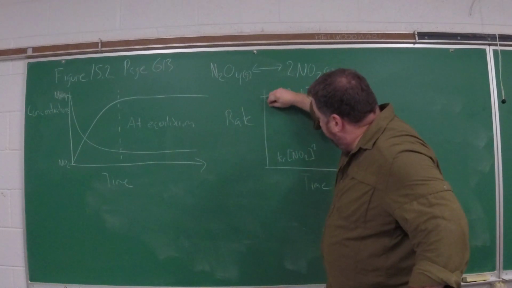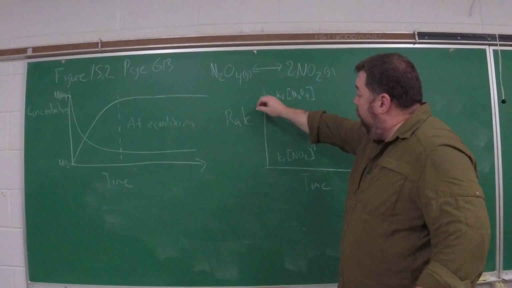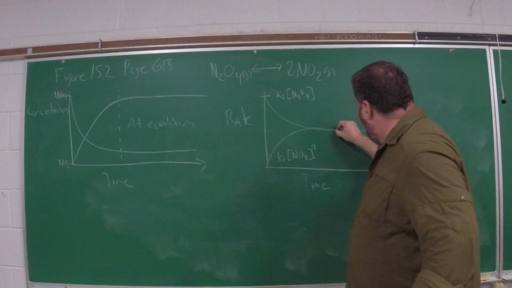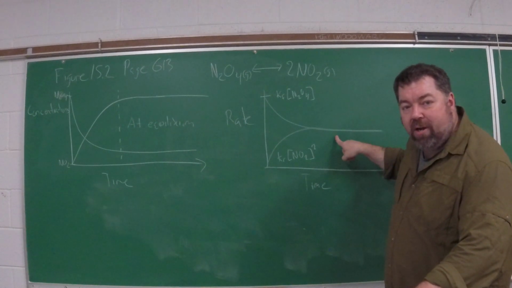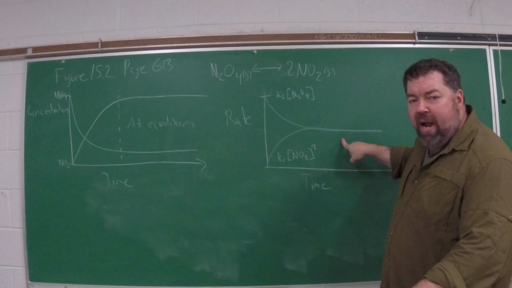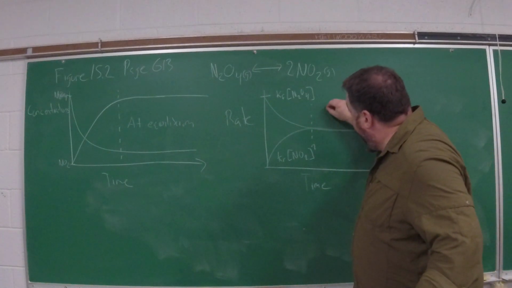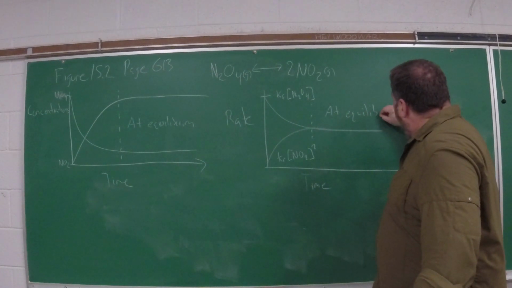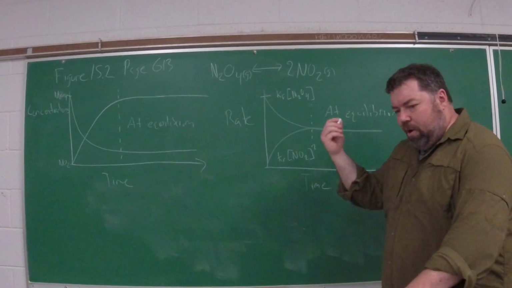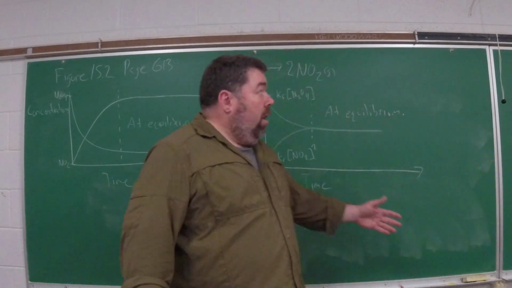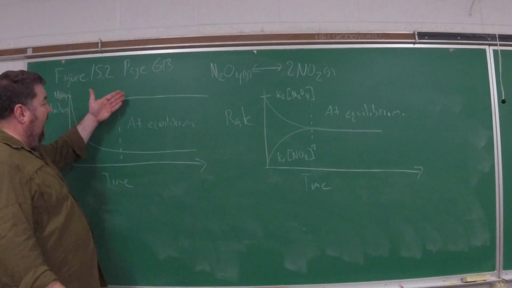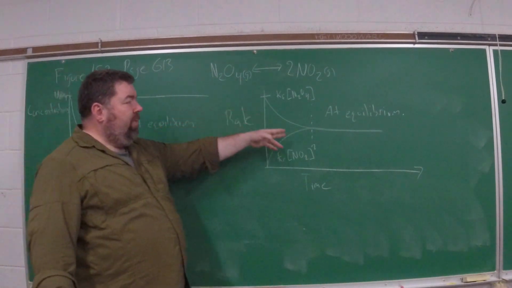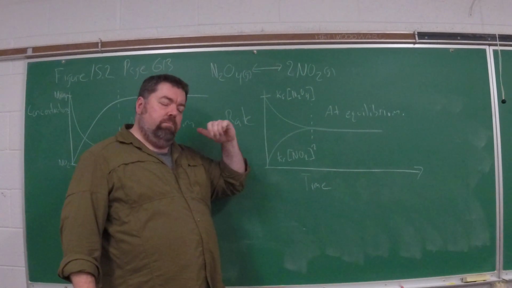But what happens? The rate decreases as we're going from N2O4 to NO2. The other rate increases until, at equilibrium, they're equal to one another. The forward rate equals the reverse rate. So again, this is the main point. At equilibrium, the concentrations are constant. At equilibrium, the forward rate equals the reverse rate.